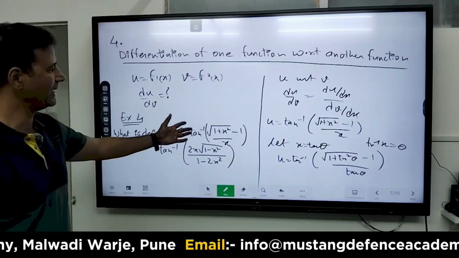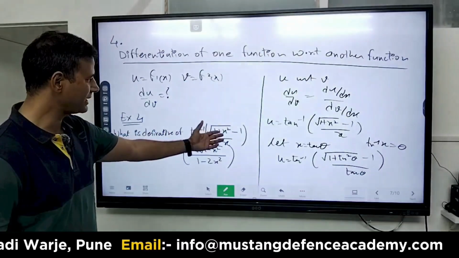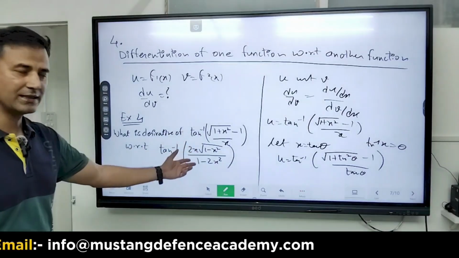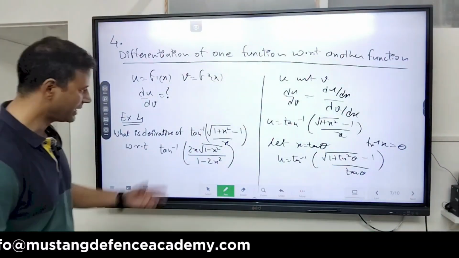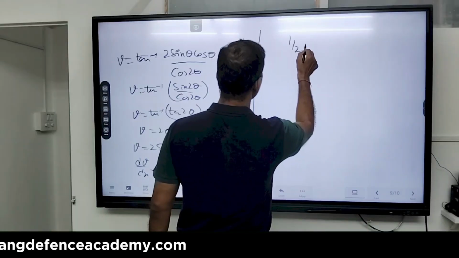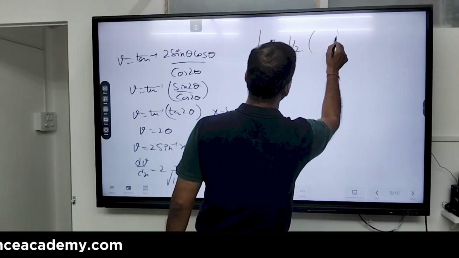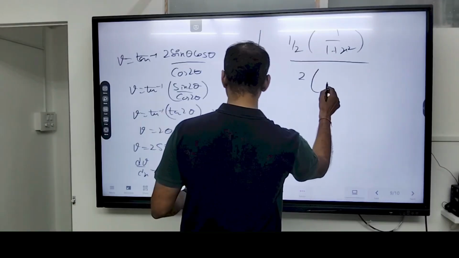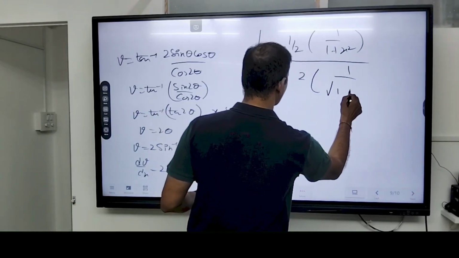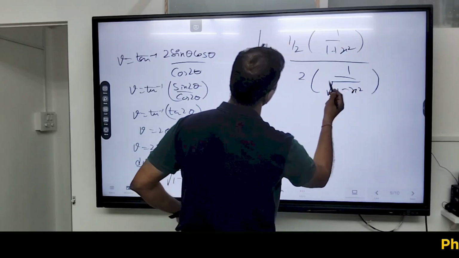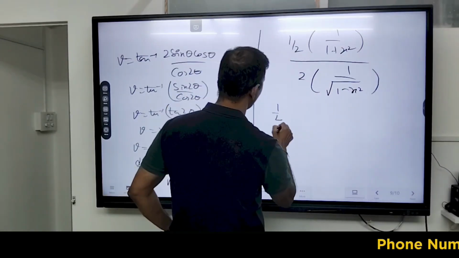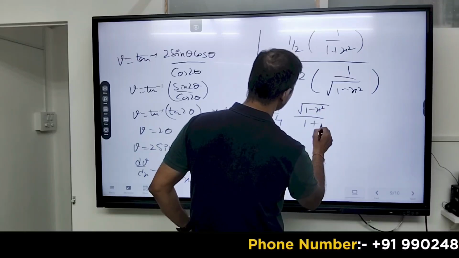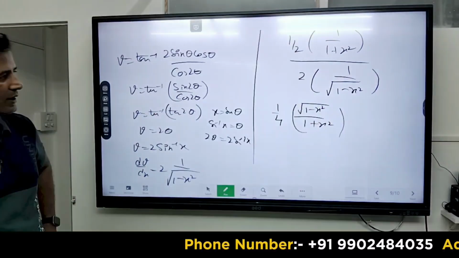So the differentiation of tan inverse of (root of 1 plus x squared minus 1) upon x with respect to tan inverse of 2x root of 1 minus x squared upon 1 minus 2x squared would be equal to 1 upon 2 into 1 upon 1 plus x squared, the whole upon 2 into 1 upon root of 1 minus x squared. So this would be 1 upon 4 into root of 1 minus x squared upon 1 plus x squared. This is your answer.